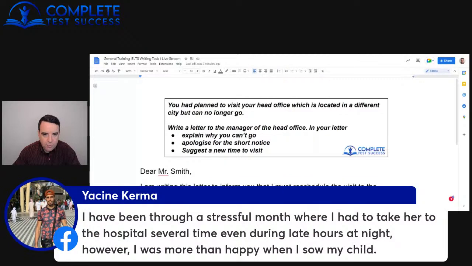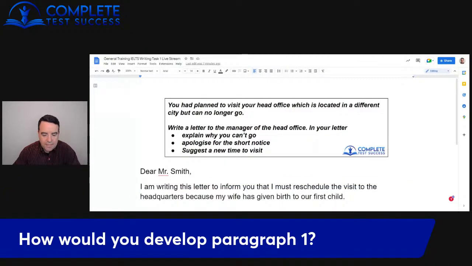So this isn't appropriate. So it has to be more focused on explaining the connection between your wife giving birth and why you can't go. I mean, what I would actually, I won't say anything yet. I'll let you guys write the paragraph first.